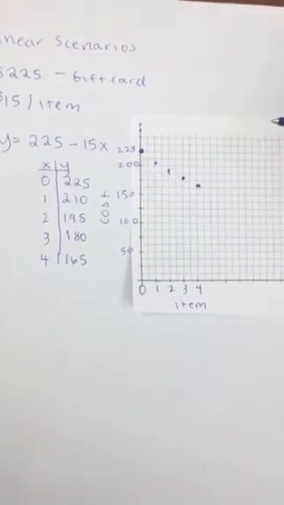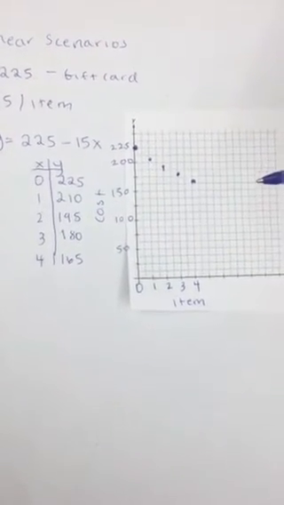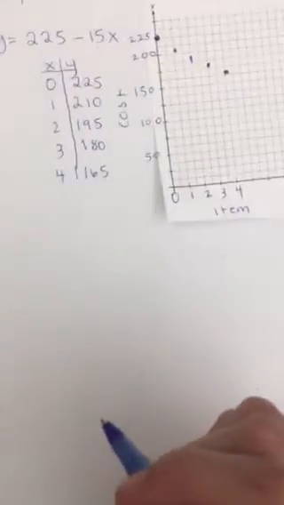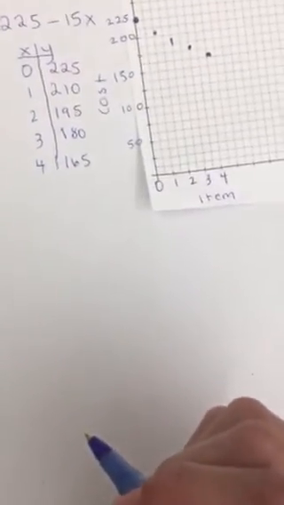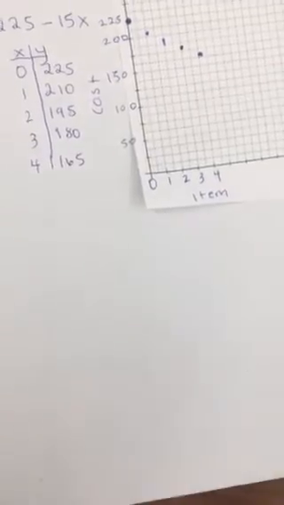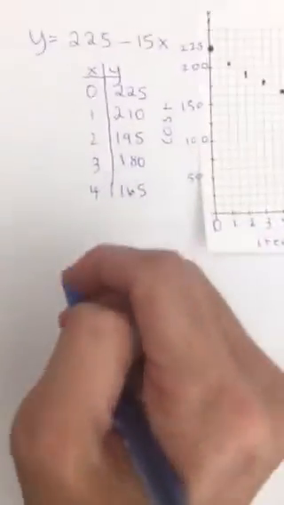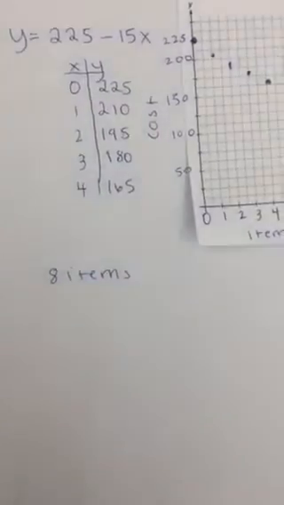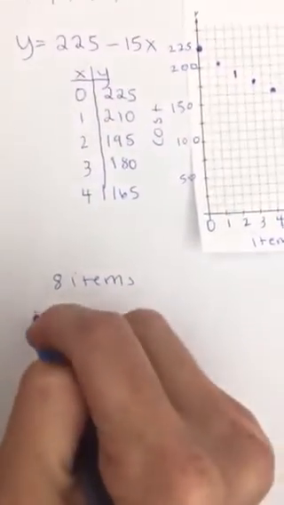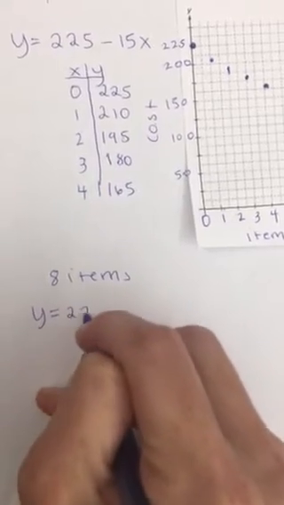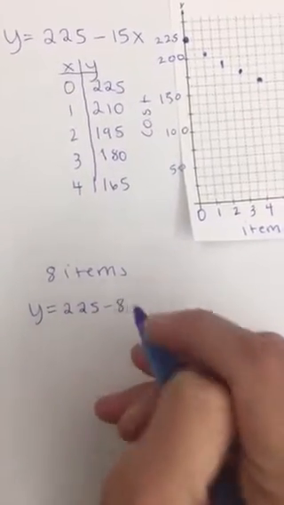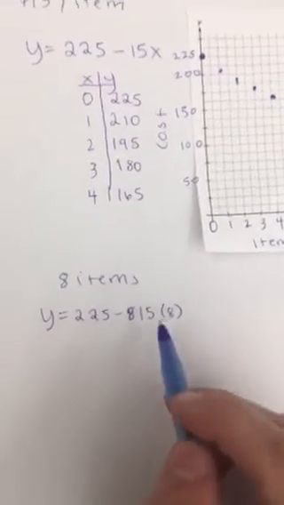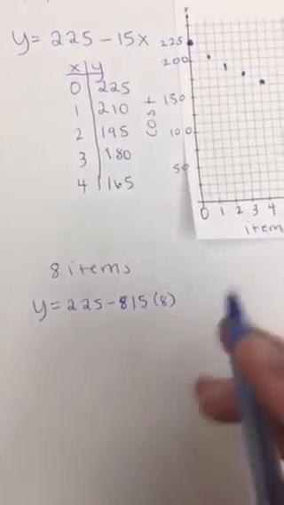Now, sometimes some of the problems asked us to go a step further, like how much would be left on my gift card if I bought 8 items? So imagine if I bought 8 items, how much would be left on my gift card? I can use my equation to figure that out. 225 minus 15 times 8. So I'm buying 8 of these $15 items.